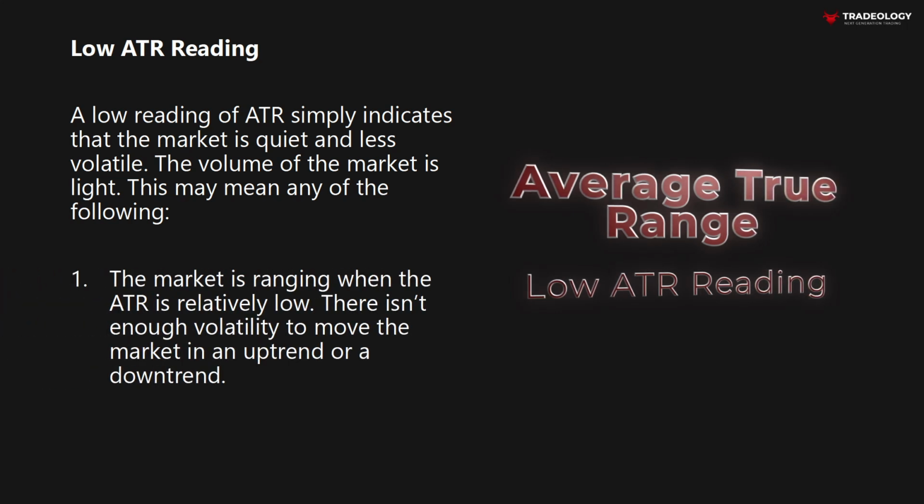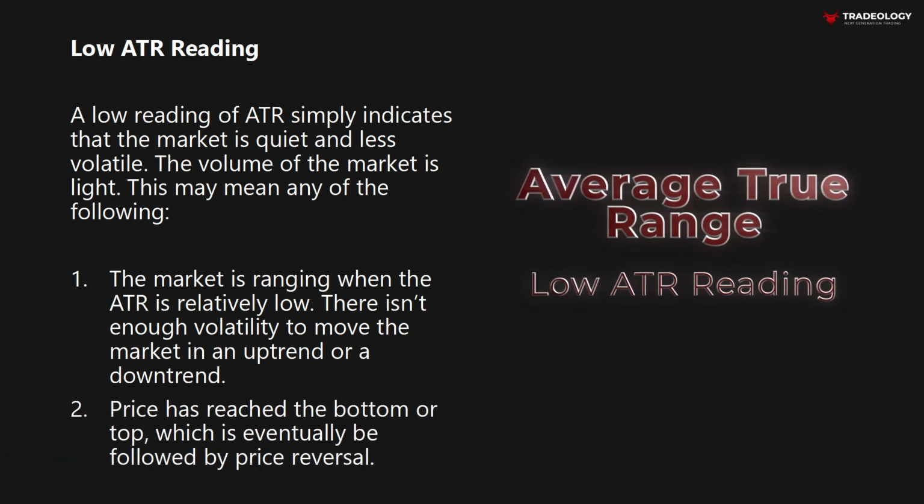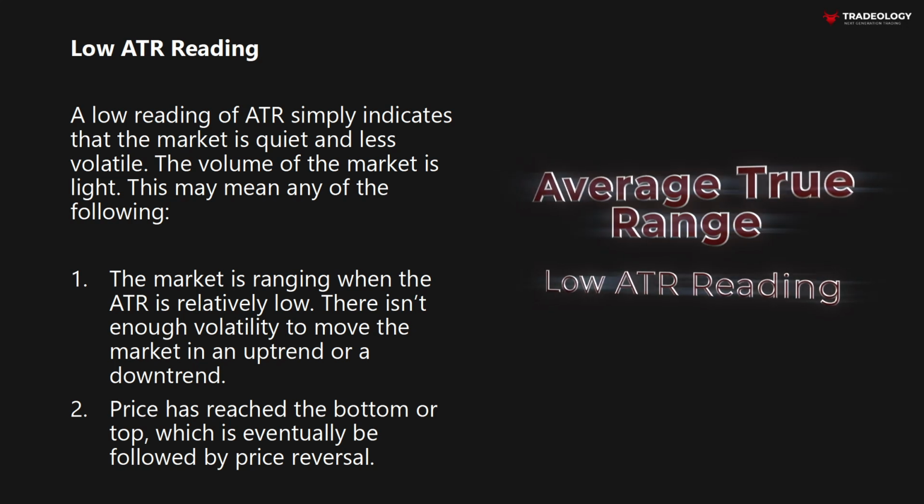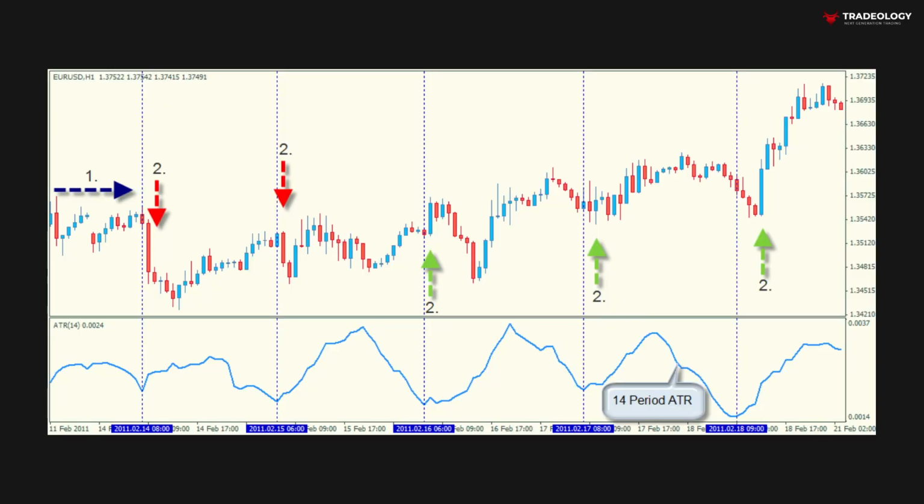A, the market is ranging when the ATR is relatively low. There isn't enough volatility to move the market in an uptrend or downtrend. Or B, price has reached the bottom or top, which is eventually to be followed by price reversal. Now, let's have a look at this image. In the first section of the image, you can see that the ATR is generally low and has peaks. Notice that the market is just ranging at that time. In the rest of the sections, you will see that an uptrend is formed, and every time the ATR reaches its lowest levels, a change in price direction follows.